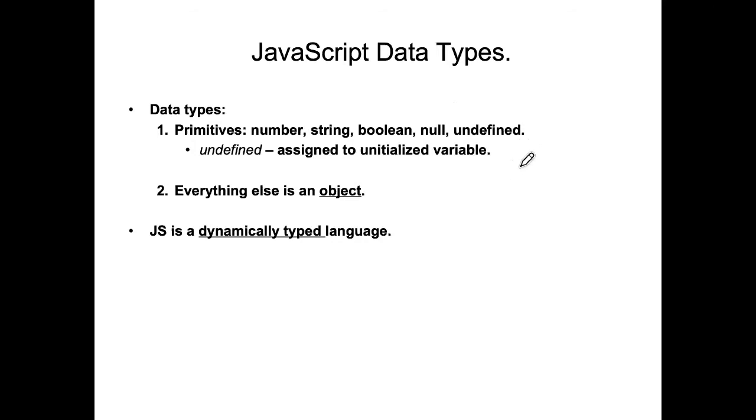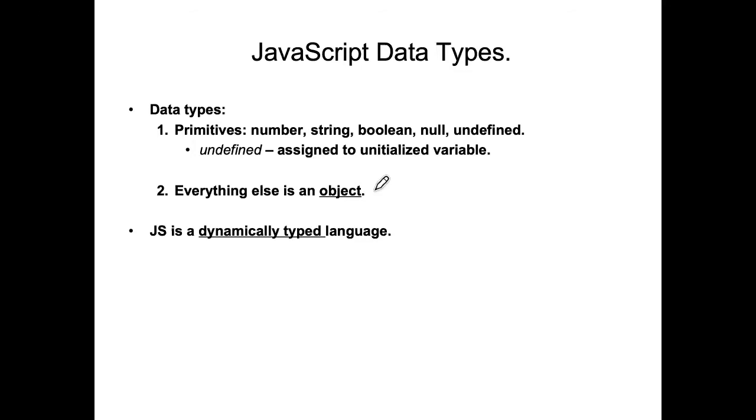Now, apart from primitives, if you want to represent any kind of complex data in JavaScript, then you have this construct called an object, which is different in some ways and similar in other ways to an object in a conventional object-oriented language like Java.